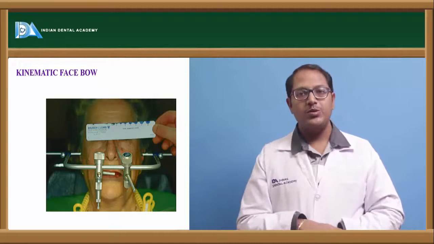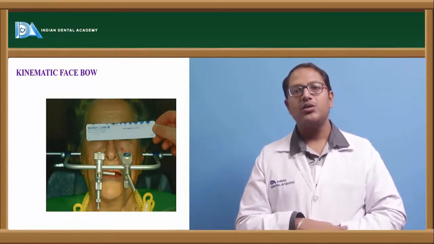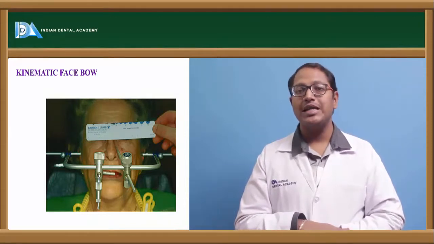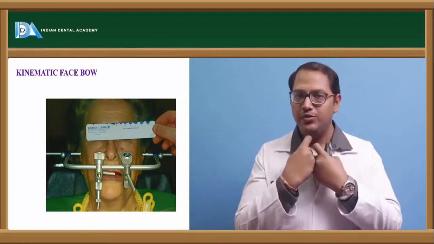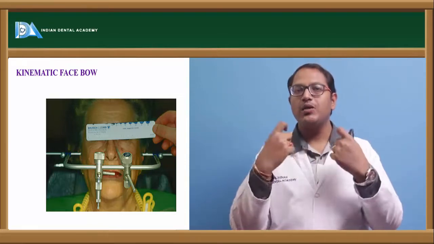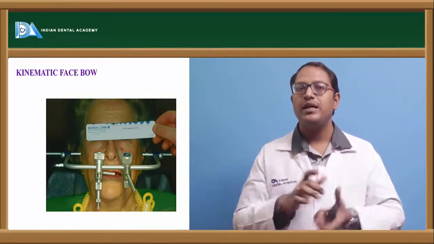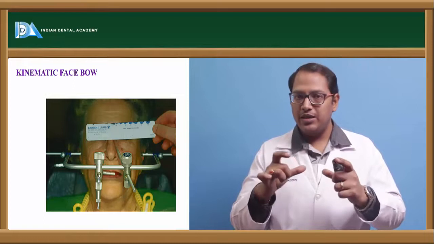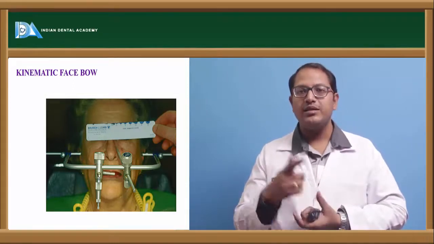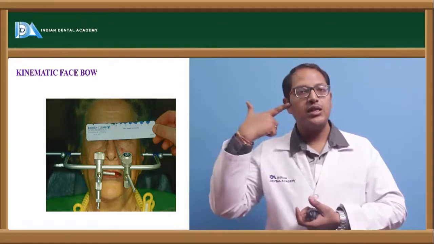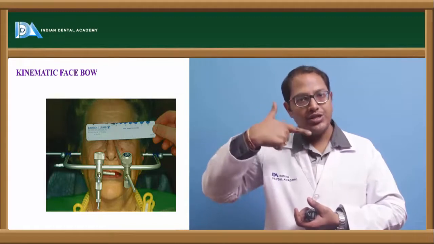Coming to the kinematic face bow, this has too much of a setup, so that's the reason it is not used so much. Now this kinematic face bow has clutches. The clutch is something which attaches to the mandibular teeth. This mandibular clutch is placed inside, and you ask the patient to do rotatory movement, that is opening of the mandible, and more opening of the mandible, that is translatory movement. Once these rotatory and translatory movements are happening, there is a stylus with a paper point which marks the rotation and the translation of the movements.